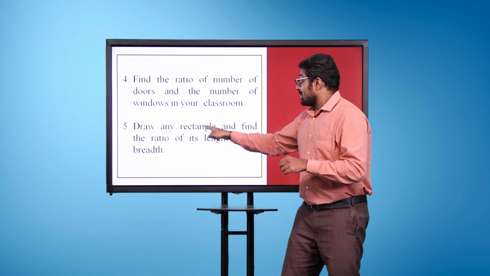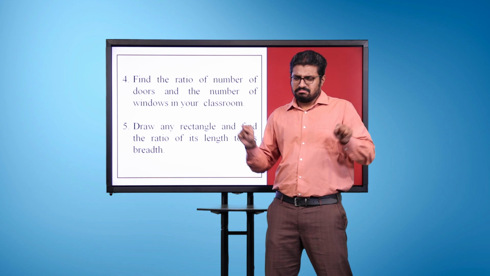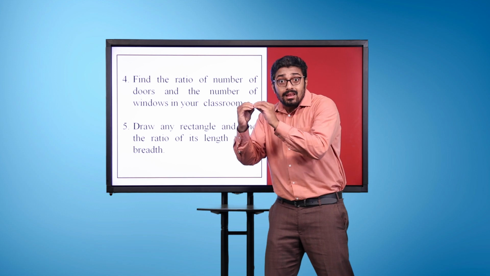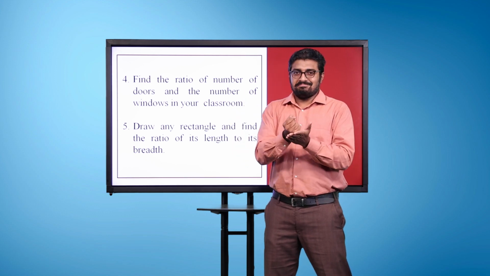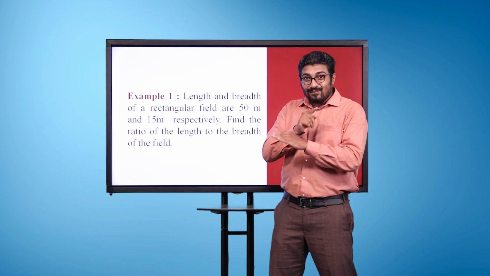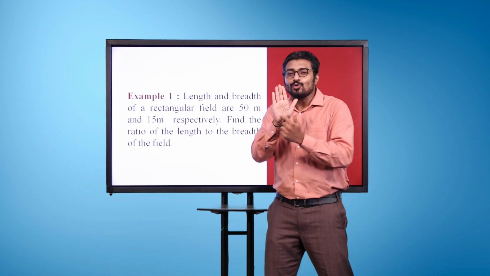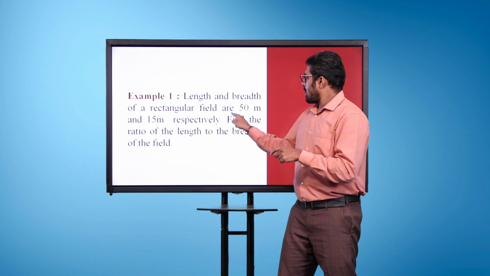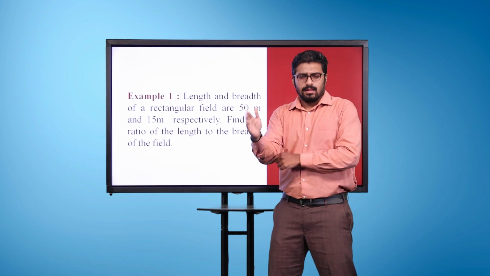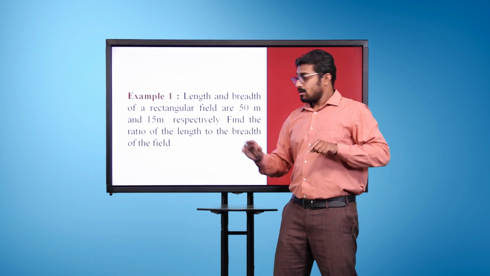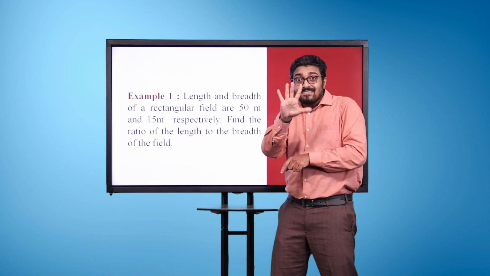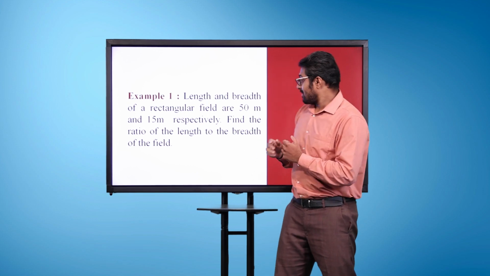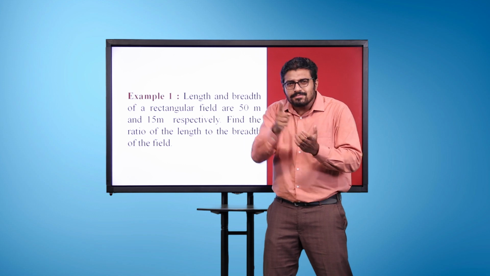5. Draw any rectangle and find the ratio of its length to its breadth. Example 1. Length and breadth of a rectangular field are 50 meters and 15 meters respectively. Find the ratio of the length to the breadth of the field.